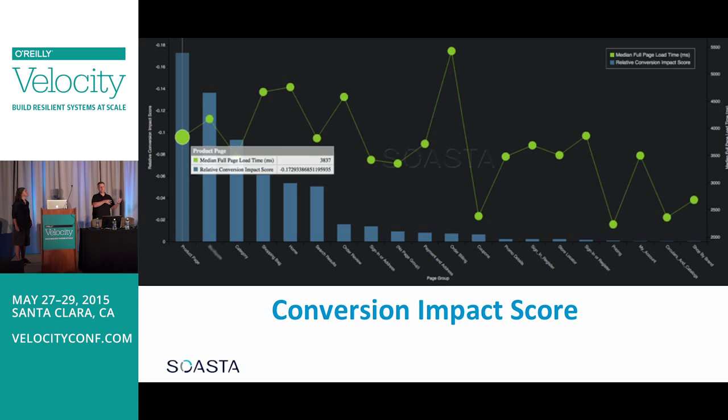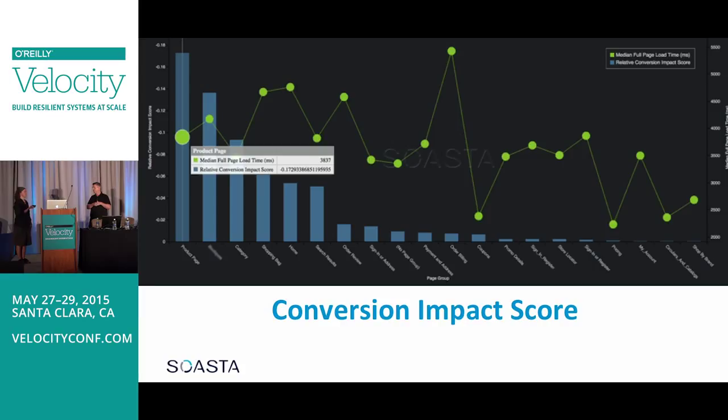It might be optimize your search page a little bit more, shave another half a second off of your product page versus spending that time down funnel. So again, important to look at your own data. You can do this type of correlation analysis on your RUM data to identify where those hotspots really are.